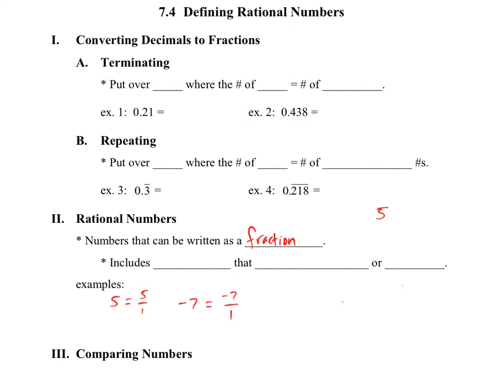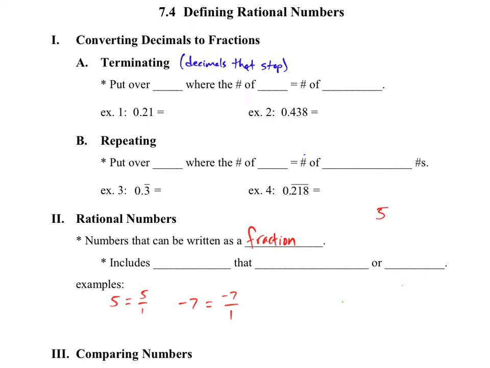So something like 0.21, decimals that stop, they don't go on forever, are terminating. So 0.21 is terminating. 0.438 is terminating. But decimals that stop, we can write as a fraction. So then they're going to be rational numbers as well.